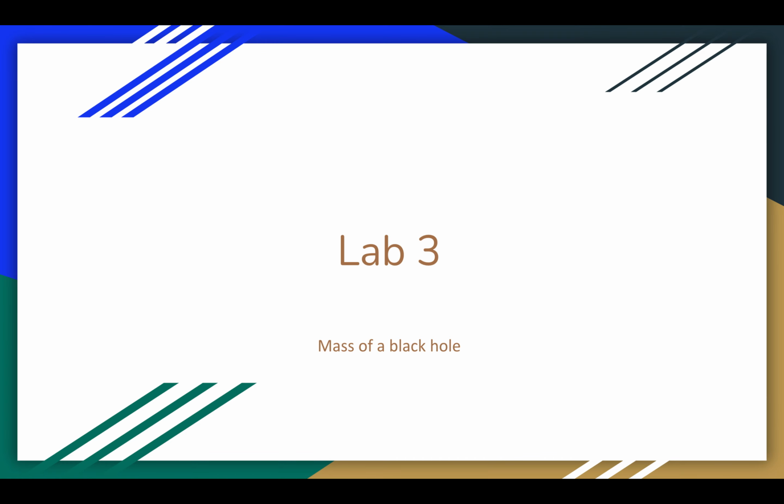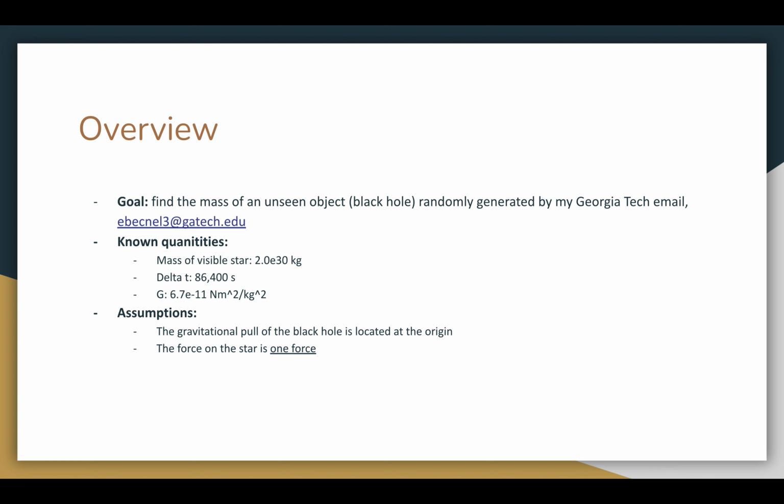And this is Lab 3 for Physics 1, calculating the mass of a black hole. For this lab, we began with the goal of calculating the mass of an unseen object, in this case a black hole, that applies a gravitational force onto a star of known mass. This black hole's mass was randomly generated through code based off my unique Georgia Tech email address.